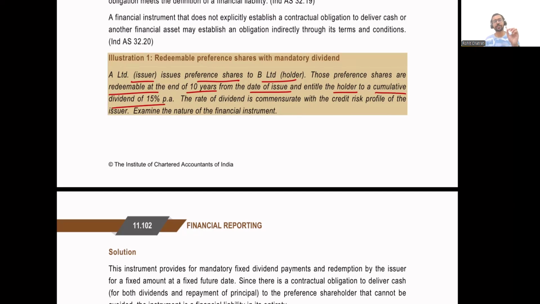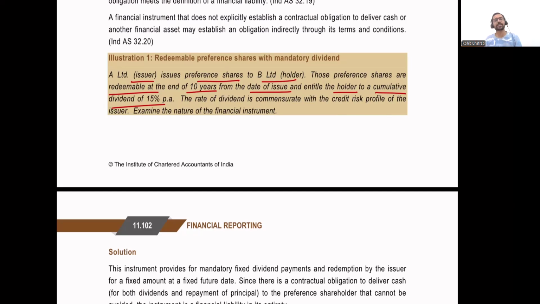Now remember, preference shares have got two characteristics fundamentally. One is redemption, the other is with regards to dividend. In this question, the preference shares are redeemable at the end of 10 years from the date of issue. So if A Limited has issued these shares today, they have to be redeemed, which means A Limited will have to give cash to B Limited at the end of the 10th year.